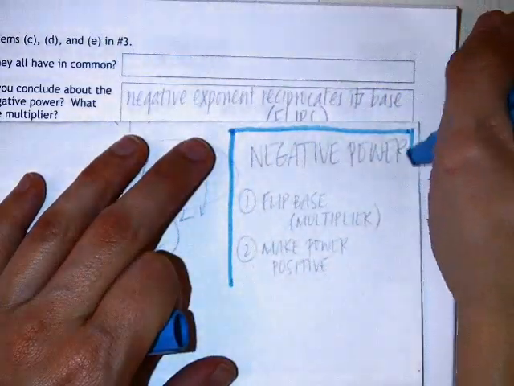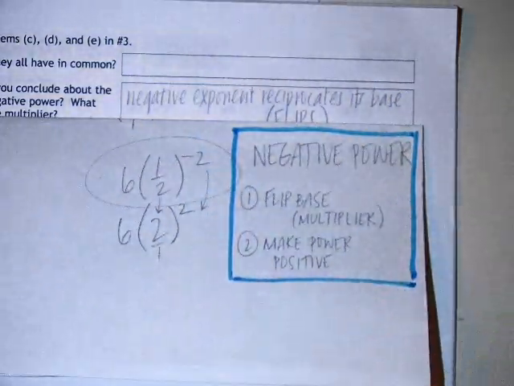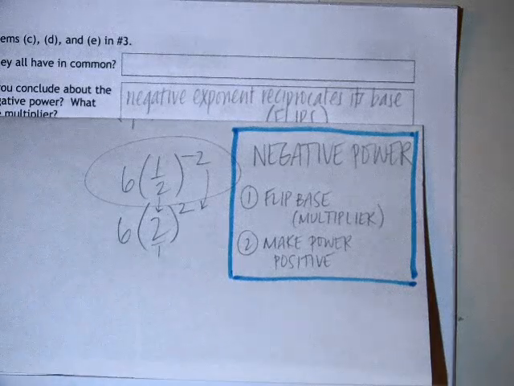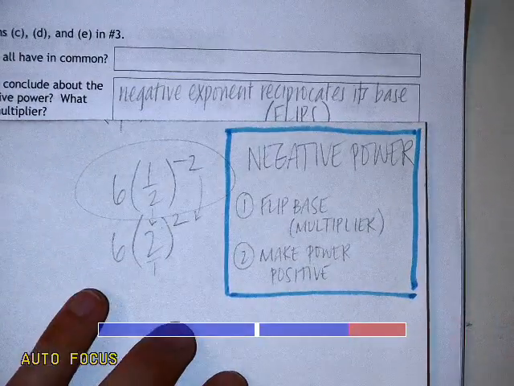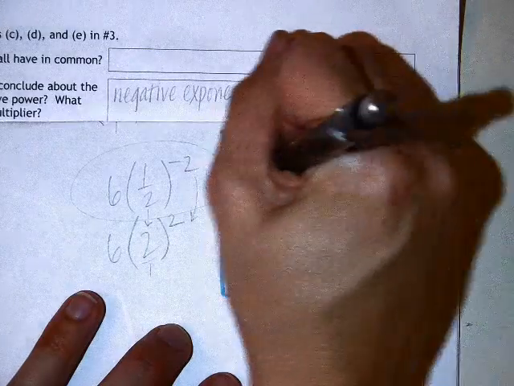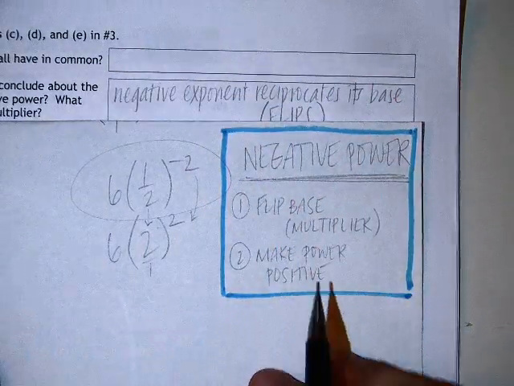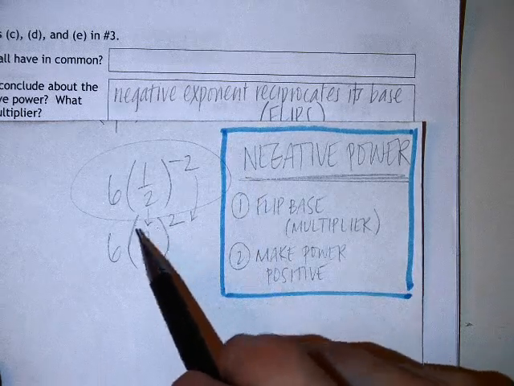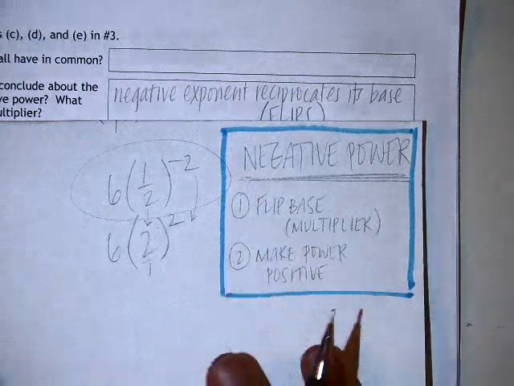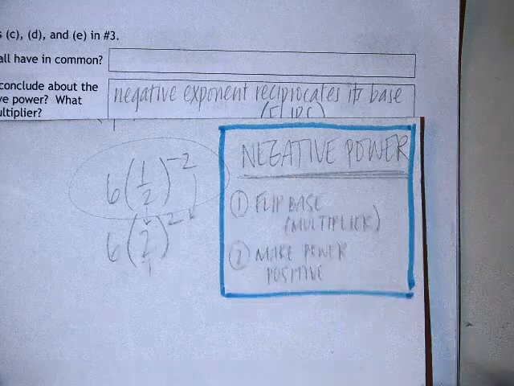For anything with a negative power, notice this is important enough that I'm highlighting it, maybe even for those of us who like to take notes on the front page of our packet where you keep a little bit of a cumulative note sheet. This is how to deal with any sort of negative powers: flip its base, the part that serves as the multiplier, and make the power positive. That's kind of a 2-step process.